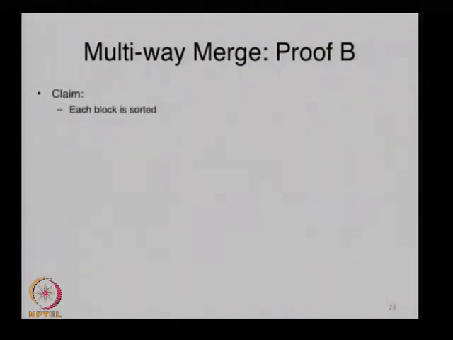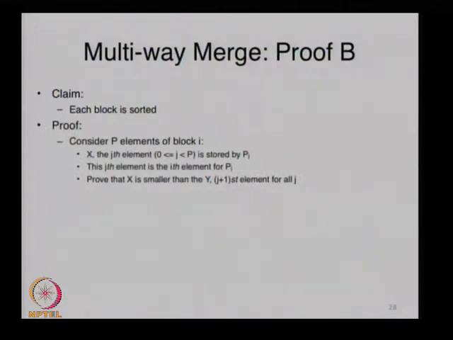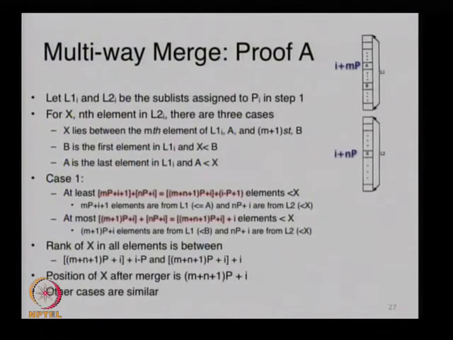Now I want to say that each block is sorted after merging. Right? I've just said that each element is within P of its final position. Okay. So maybe we'll show you how we are concluding, after we have found that at least these many elements are less than this and at most these many. So how do we know its final position?